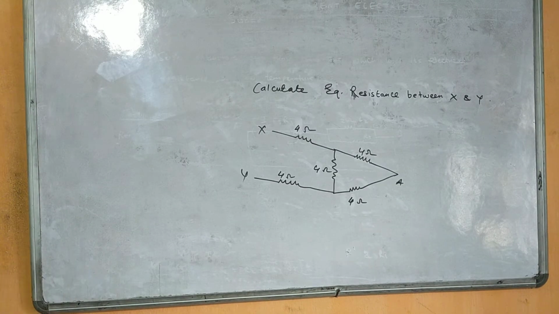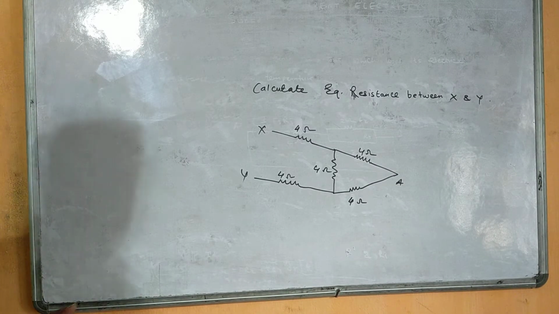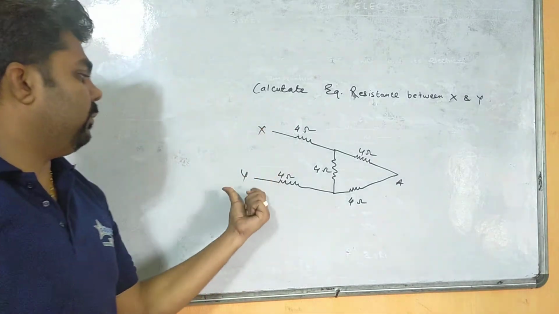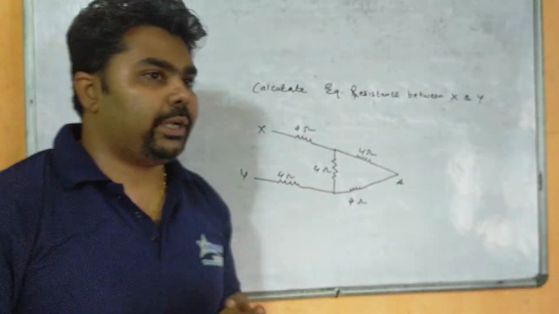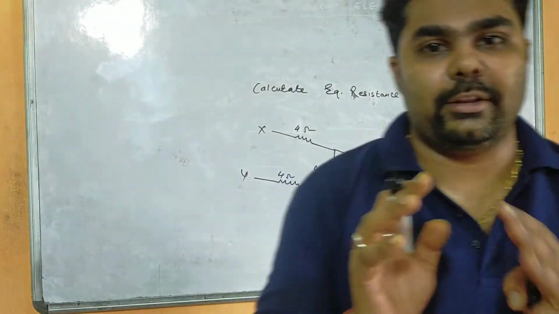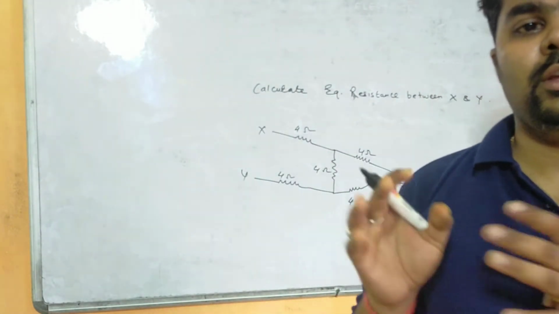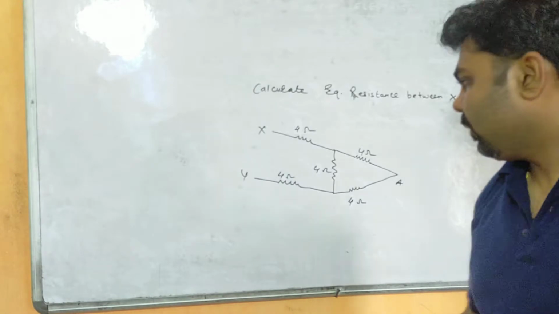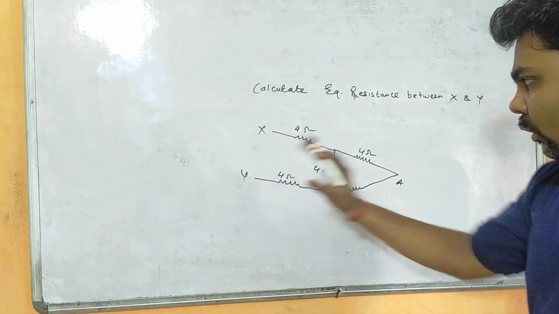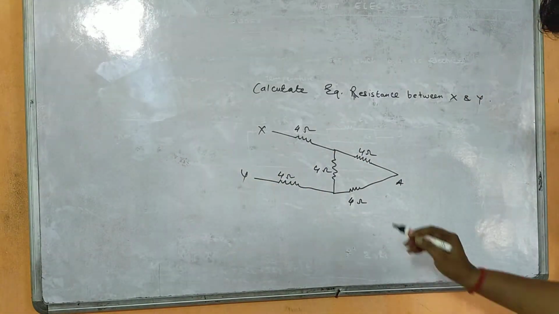So you can see on the board I have drawn one circuit here. We need to calculate the equivalent resistance between X and Y. Now how do we find out which resistances are connected in series? First we have to determine the resistances connected in series as well as those connected in parallel. So first we will always start from the innermost part. The innermost part is this one.